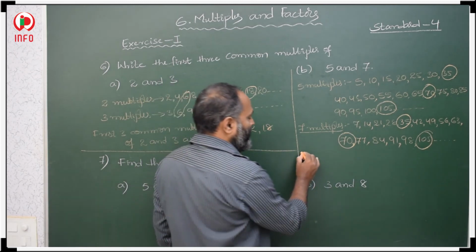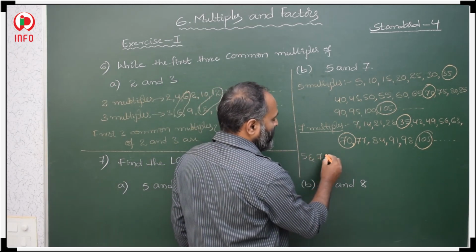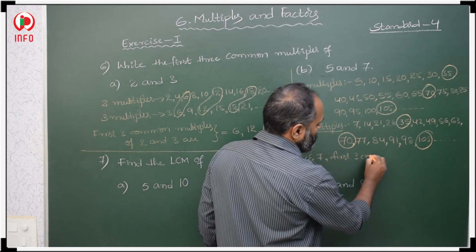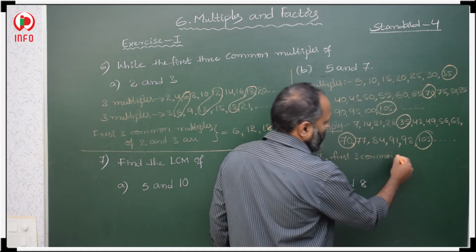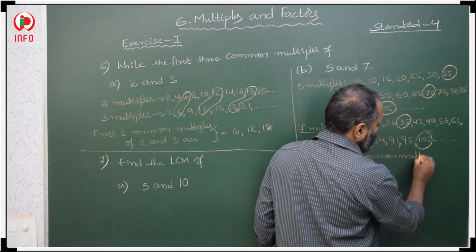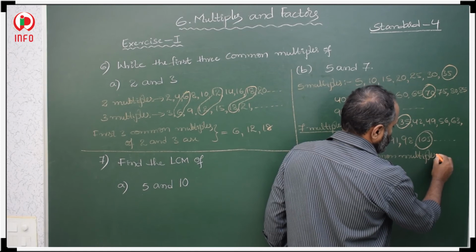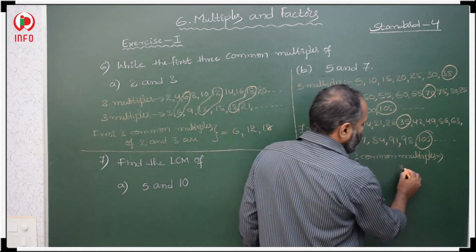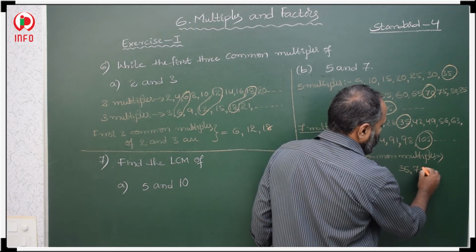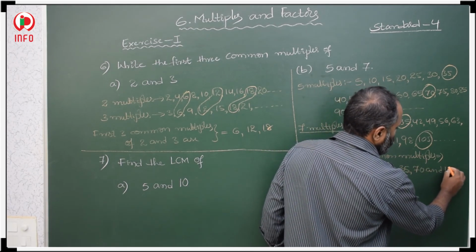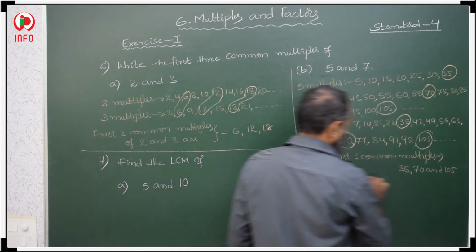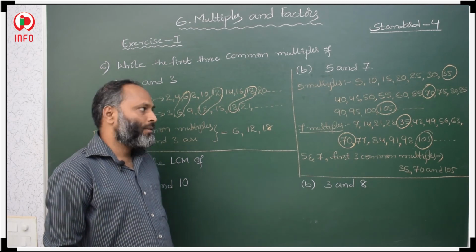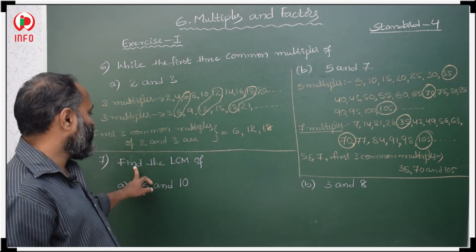Therefore, the first 3 common multiples of 5 and 7 are 35, 70 and 105. Okay. Next, here we have to find the LCM.